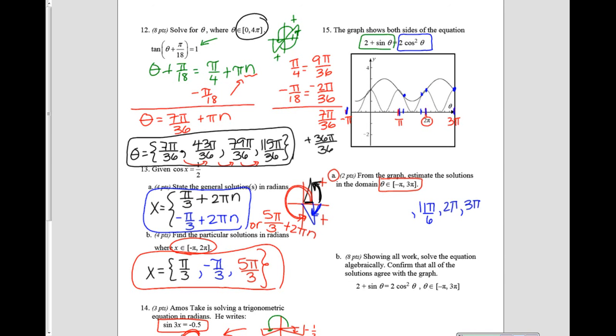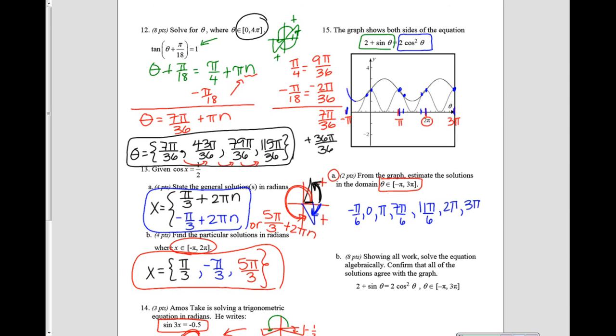Well, that looks like it's a sixth more than pi, which would be 7 sixths. Keep backing up. It looks like we're crossing at pi. Keep backing up. We're crossing at 0. Keep backing up. That looks like negative a sixth.